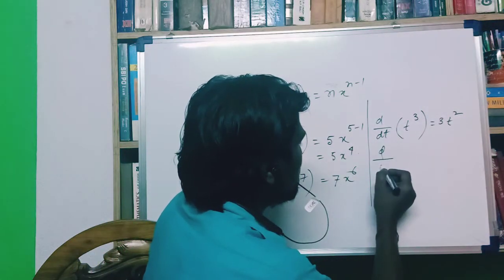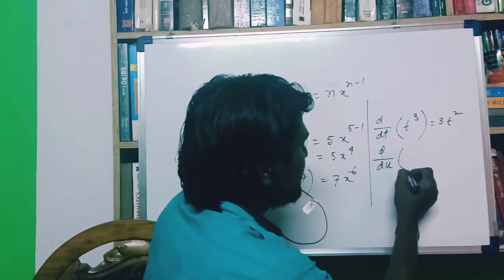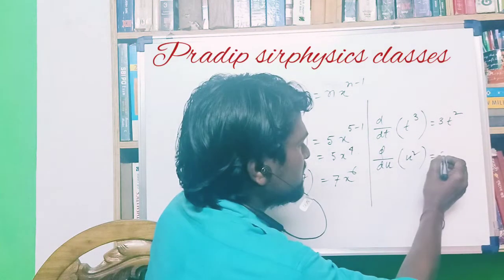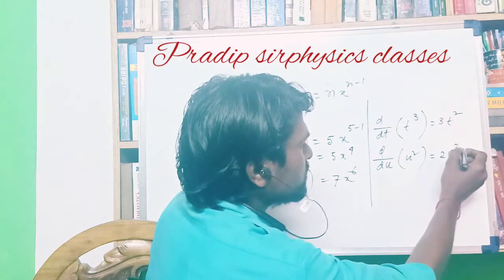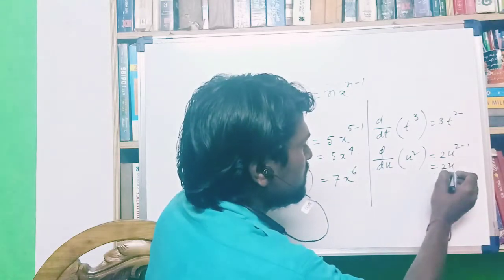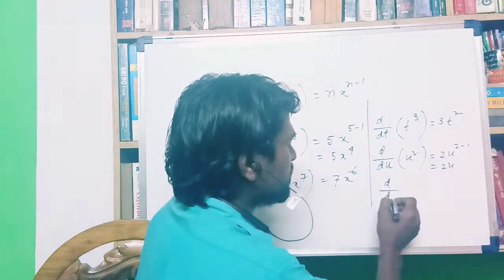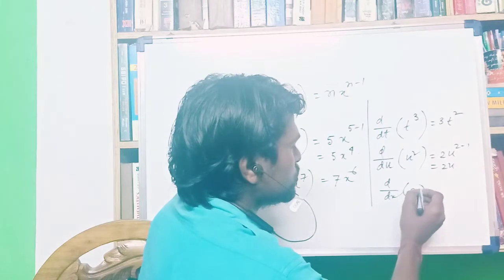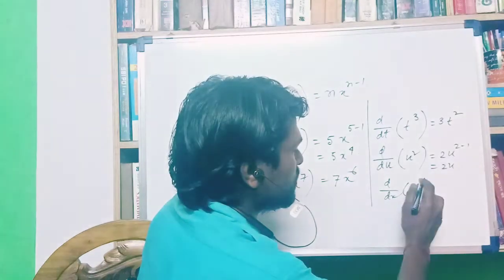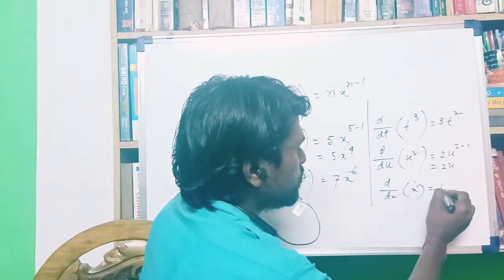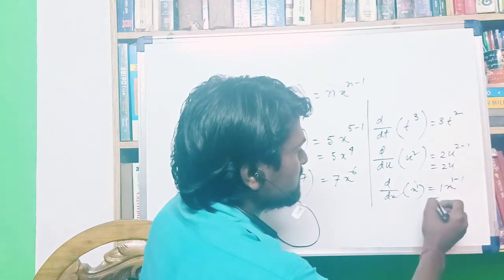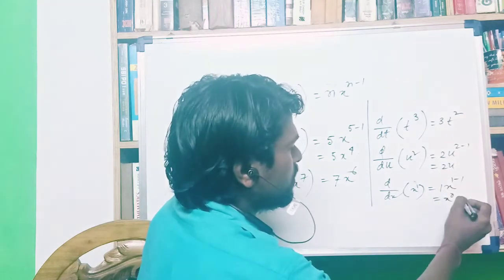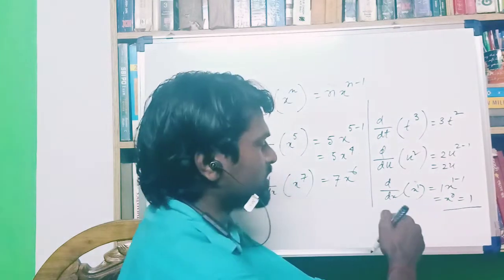And if we take d/du of u square, then it is 2u to the power of 2 minus 1, that is 2u. Similarly, d/dx of x: the power is 1, so 1 times x to the power of 1 minus 1, that is x to the power 0, and x to the power 0 means 1.